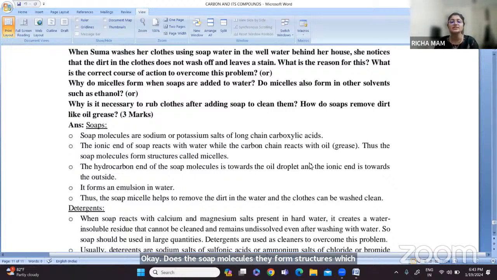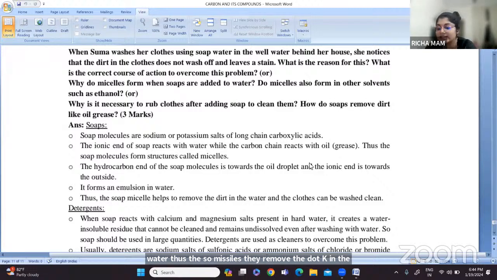It is called micelles. The hydrocarbon end of the soap molecules is towards the oil, that is your dirt, and the ionic end will move towards the water, that is towards the outside. So it forms an emulsion in water. What do you mean by emulsion in water? Whenever you add oil to the water, you can see the droplet floating; it will not get mixed. So it forms an emulsion in water. Thus, the soap micelles remove the dirt in the water and the clothes can be washed clean.